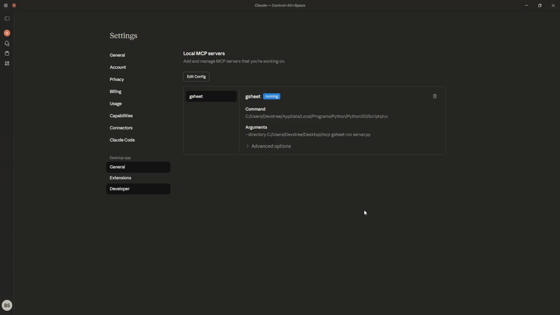In this video, I'll demonstrate my HR cohorts analysis system using the Cloud Desktop with MCP integration. As you can see here, the Cloud Desktop is running and connected to the Google Sheet MCP server. The MCP server indicator is shown running to the Google Sheet MCP server. Now we'll verify the connection to your shared sheets.